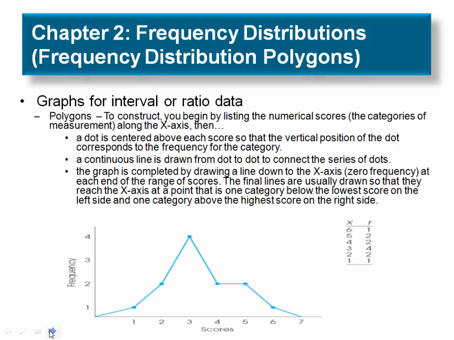A third graph that is appropriately used for interval or ratio data is the polygon. Here, instead of bars or stacked boxes, you place a dot at the intersection of the score, x value, and the number of times that score occurs in the data set. Then you simply connect the dots, extending the line on both sides to the previous and following score value so that the line intersects with the x-axis.